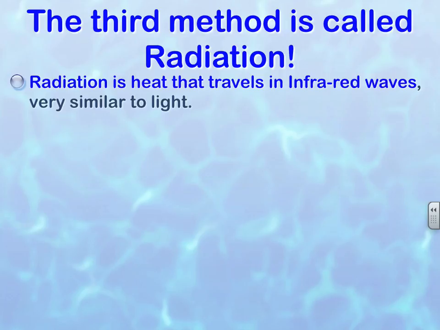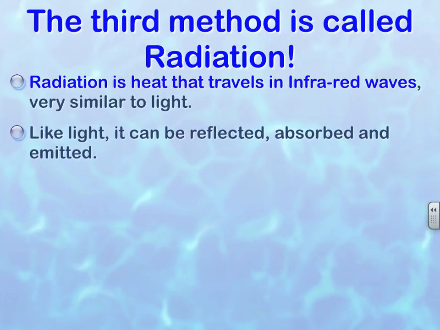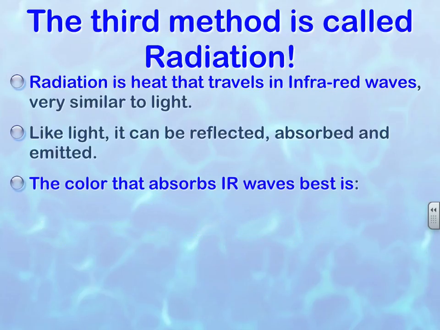Radiation is heat that's traveling in infrared waves. And infrared is very, very similar to visible light. So like visible light, we can reflect it, we can absorb it, we can emit it. That means to give off. So the color that absorbs infrared waves best, you guys should all know.